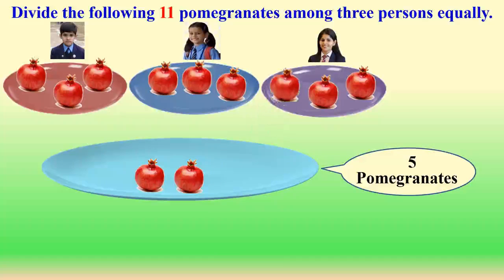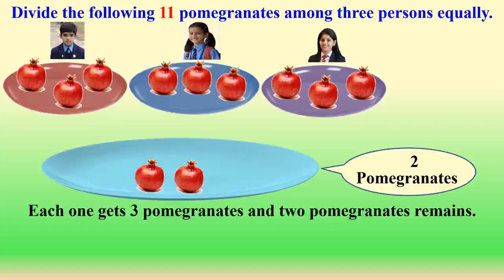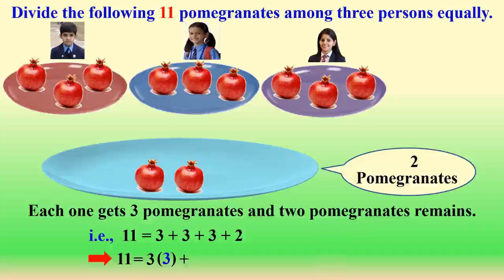Next we give them each one. There are 2 pomegranates remaining. These 2 are not possible to distribute among 3 persons equally. Therefore, each one gets 3 pomegranates and 2 pomegranates remain. That is, 11 is equal to 3 plus 3 plus 3 plus 2. Therefore, 11 is equal to 3 times 3 plus 2.